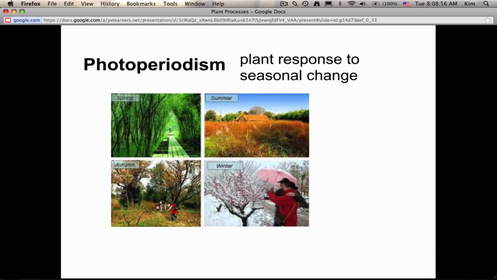And as you try to remember this vocabulary, if you just kind of pick out the period in this, then you can say, okay, the periods of the plants would be spring, summer, autumn, and winter. And so photoperiodism just means that the plant is going to respond to seasonal changes.